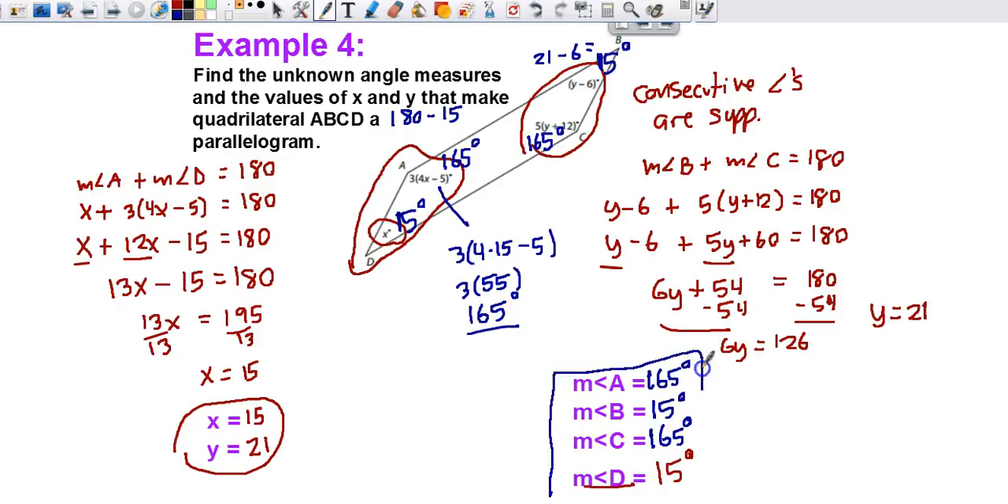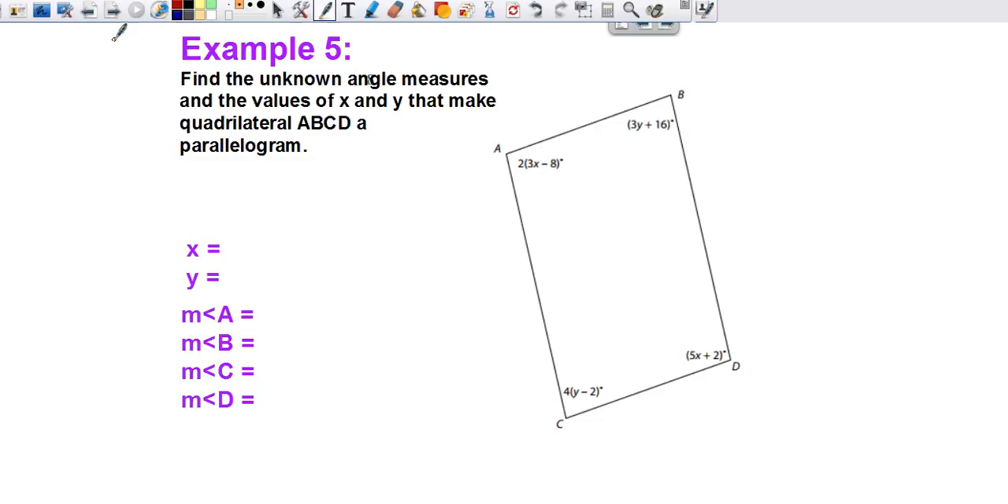So, got your angles, got your variables. Let's move on to the next example. This one looks a lot like the last one, but look where the angle positions are. See where my x is there? I don't have an x next to it. I have an x across from it. So instead of saying consecutive angles are supplementary, we're going to say opposite angles are congruent. And we're going to set equal. So we're going to say the measure of angle A equals the measure of angle B.